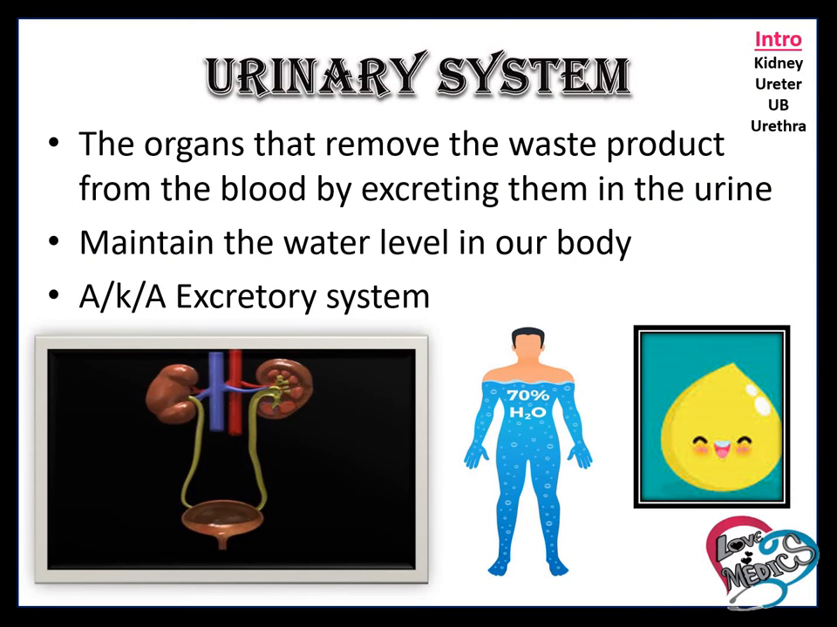Urinary system. System means what? Collection of organs, that is system. A group of organs that remove the waste product from the blood by excreting them in urine, that is the urinary system. It excretes the urine, right? So it is also called the excretory system. The urinary system maintains the water level in our body.